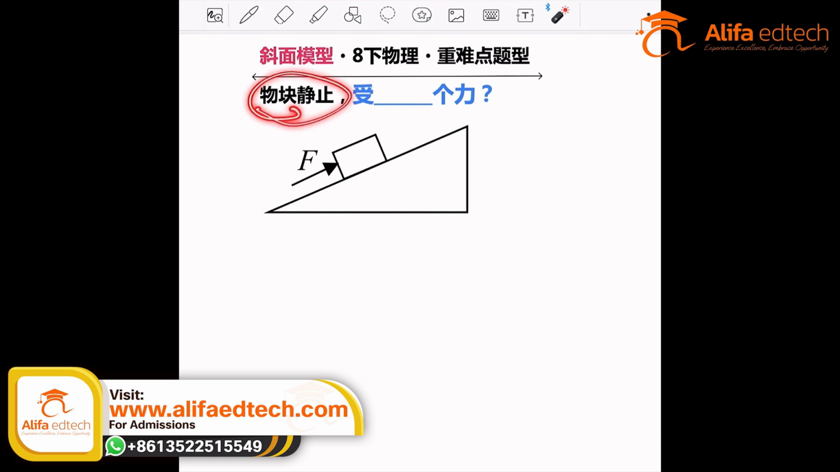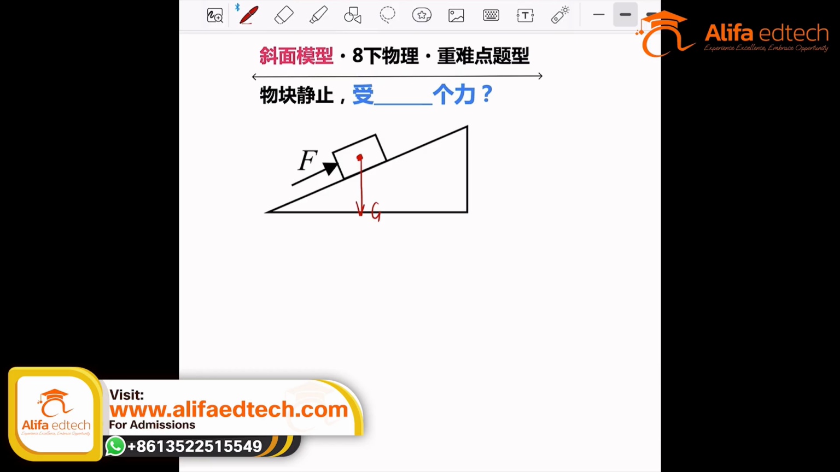Let's take a look. Here's a stationary block. Let's analyze the forces acting on it. Observing the image, we see the block is on an incline, with its lower end subjected to a pushing force up the slope, right? Now, when many kids draw following my sequence of gravity, then normal force, then friction, they'll find that a problem with friction arises as they draw.